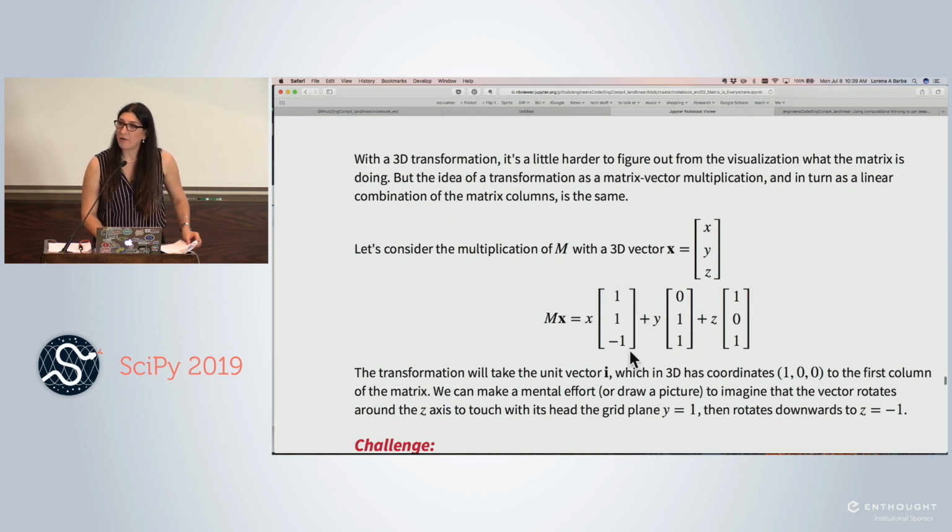The meaning of these columns also is where the unit vectors in 3D, in this case, land. So the first column is where the 3D unit vector I lands. The second column is where the 3D unit vector J lands, and we have a new unit vector usually called K, and that's the third column of M is where it lands.